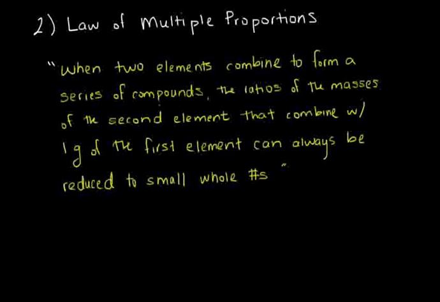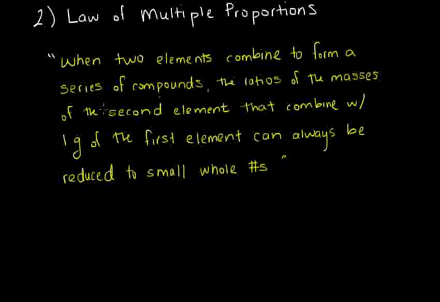Now, the first time I was exposed to this law made absolutely no sense to me whatsoever. But I'm hoping if we work through it and maybe use an example, we can try and make some sense of it. So let's read it first. When two elements combine to form a series of compounds, the ratios of the masses of the second element that combine with 1 gram of the first element can always be reduced to small whole numbers. Okay, don't panic. Let's break this down. So two elements.